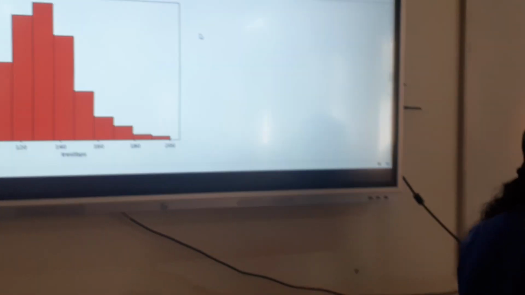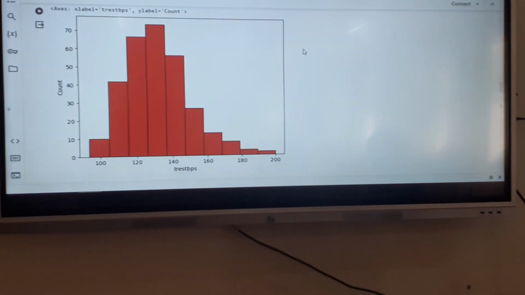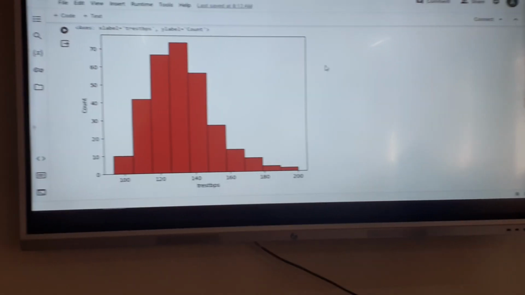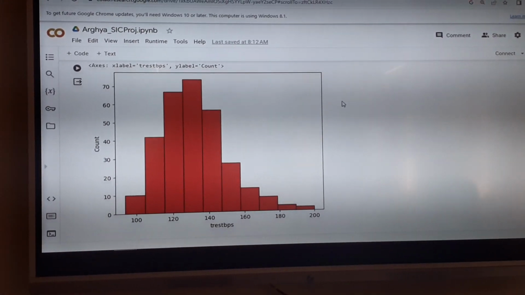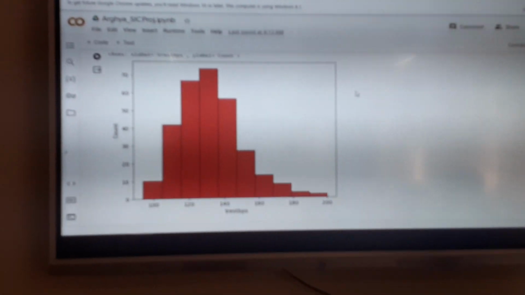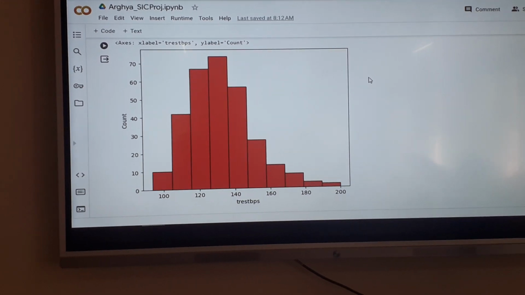This indicates that in your data set, there are more people whose blood pressure is in the range of 120 to 140. So the maximum number of people have their blood pressure in that range. That bar graph indicates that, and then it gradually decreases.